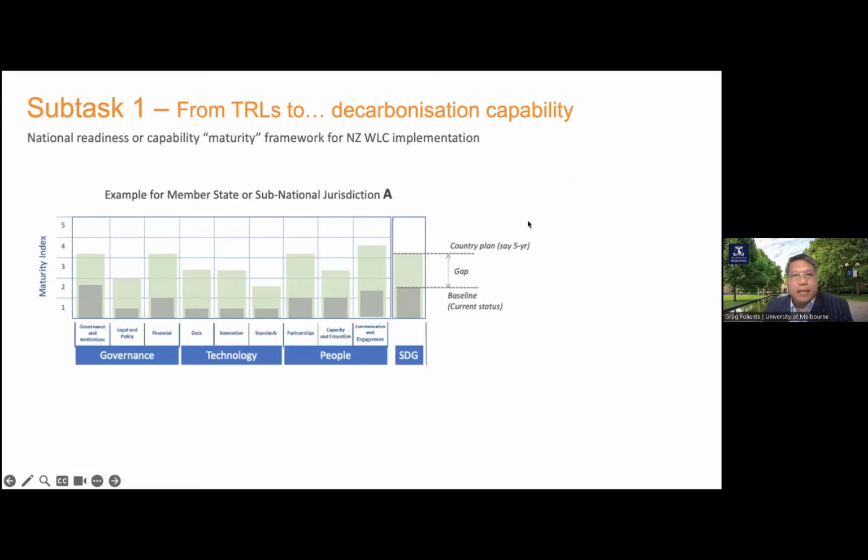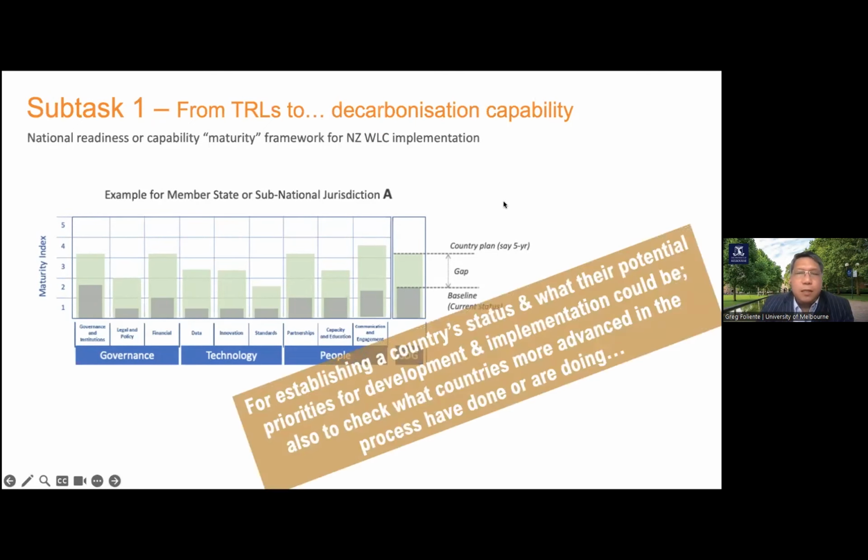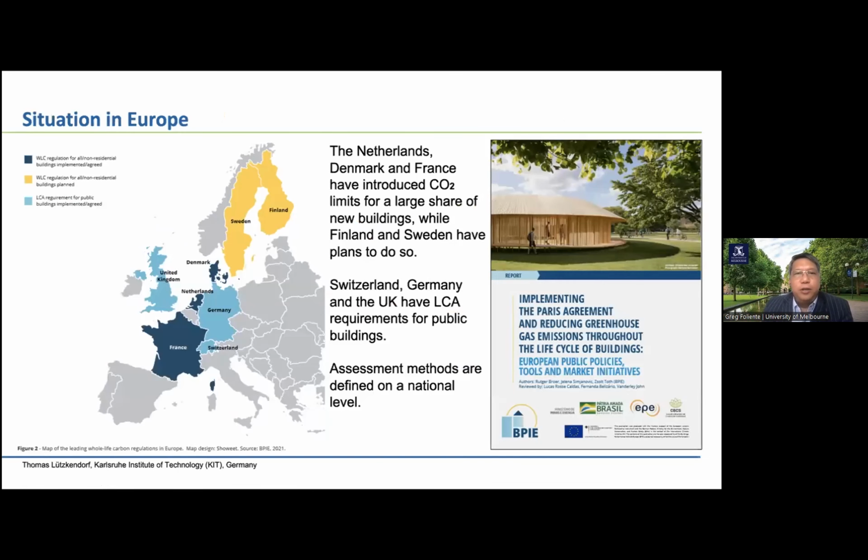And one of the things that I'm leading to develop is what we call the capability maturity framework for net zero whole life carbon implementation in different countries. Again, it's at country level. And the idea is to look at the governance structure, the technology and data, and the people resources in each country, so they can map where they are and where they'd like to be. And each country can map according to this, so that you can compare, for example, to see what's going on in Europe, which is the most advanced in terms of development.